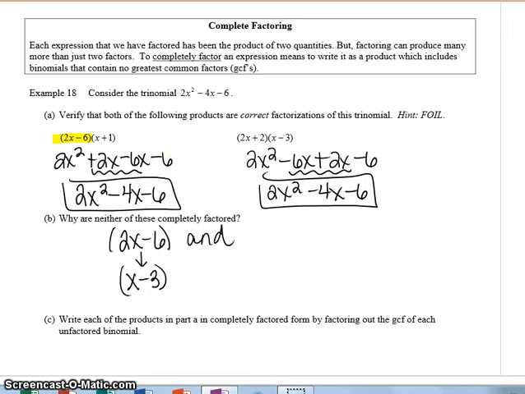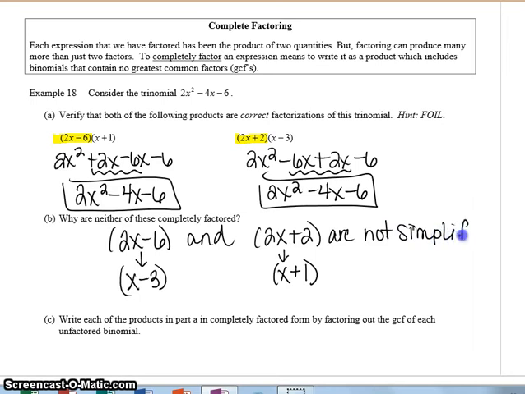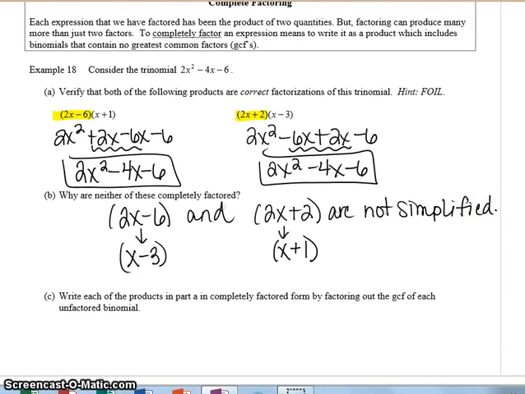And then if you look at the binomial over here, this is 2x plus 2. That can be reduced even more with a GCF of dividing by 2. You divide it by 2, you're left with x minus 1. Or I'm sorry, x plus 1. So basically, it says, why are neither of these completely factored? Well, because the binomial 2x minus 6 and the binomial 2x plus 2 are not simplified. And I just showed you how it could be simplified more. That's why they're not completely factored.